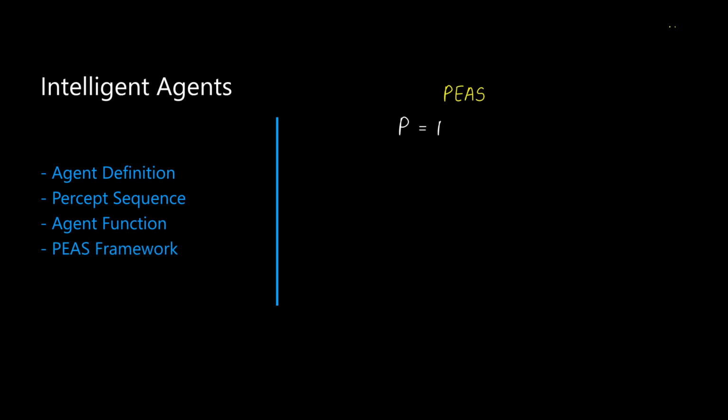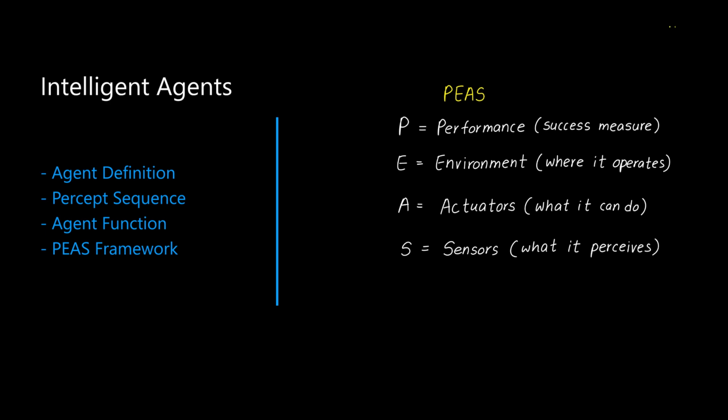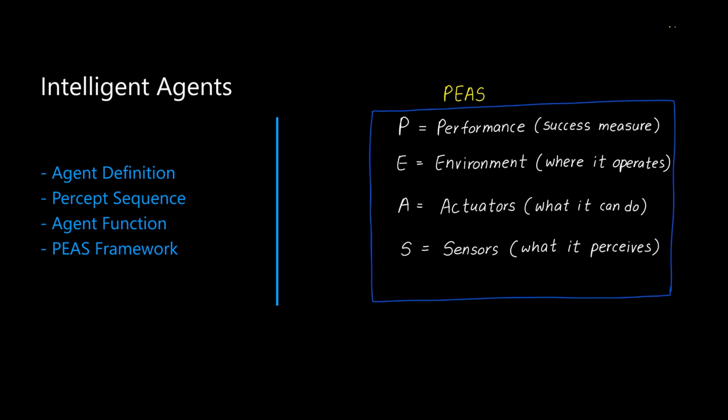PEAS is an acronym you must memorize. Performance, environment, actuators, sensors. It's a framework for describing any intelligent agent. What defines success? Where does the agent operate? What can it do? What can it perceive? Expect questions asking you to identify PEAS components for specific scenarios.